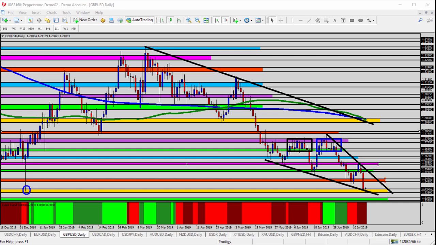Not too hard to see that this currency pair has been in a downtrend for quite a long time. We even go all the way back to the top of the chart, just underneath the 1.34 level back in March of this year. So quite a long time we've been in a downtrend, even this year. We've seen quite a bit of a rally and then fall.